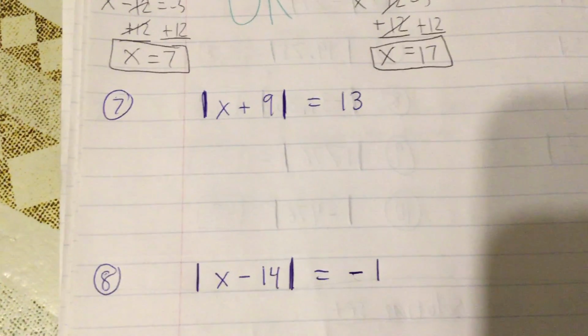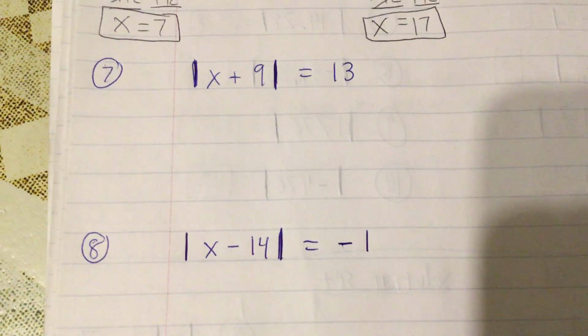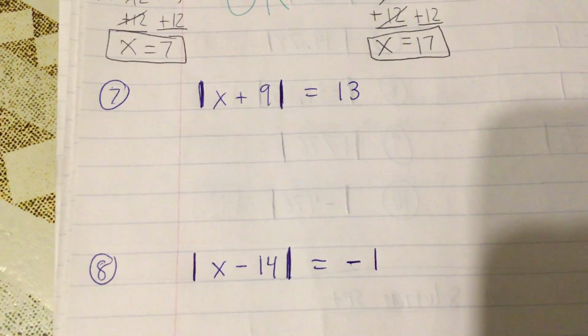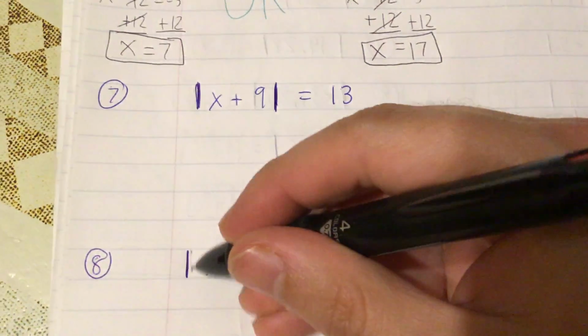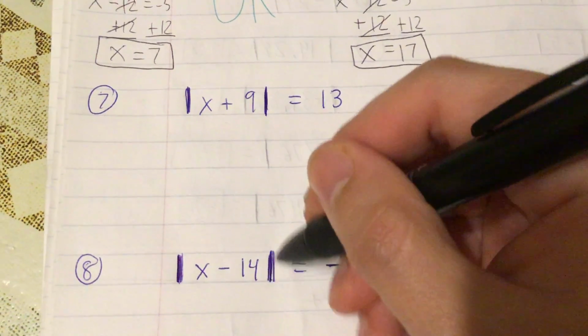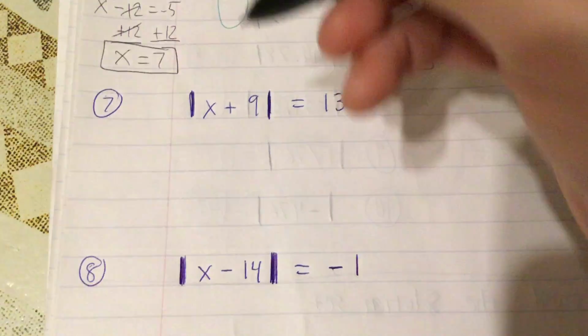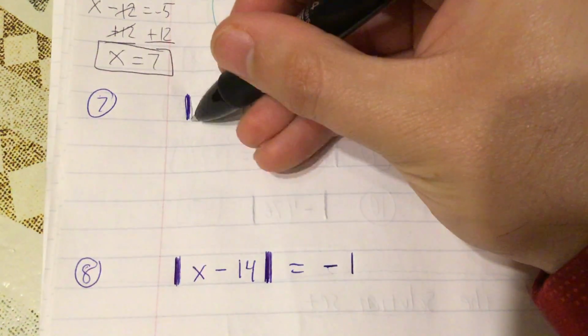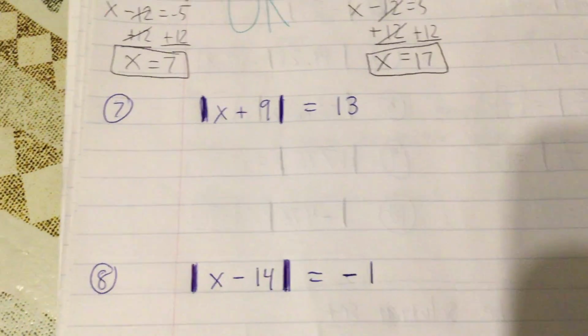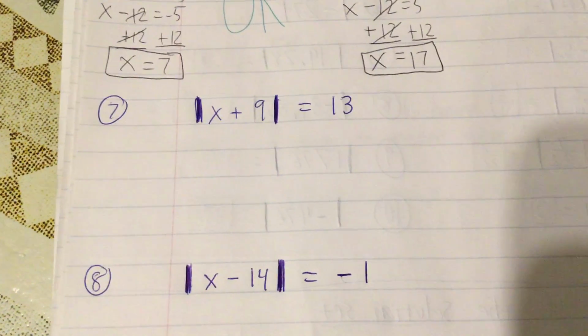See if you can do problem number 7 and number 8 independently, and make those absolute value bars a little bit clearer. Remember, they're not going to be as thick on the test. I just like to make my notes a little bit thicker for the bars so that they don't look like ones. Okay. The absolute value of x plus 9 equals 13.